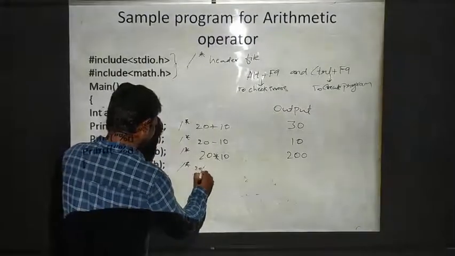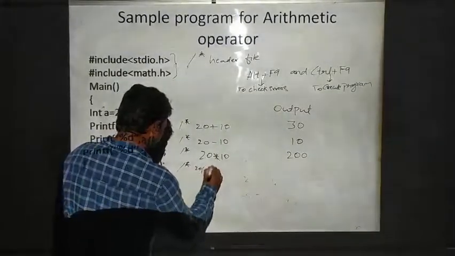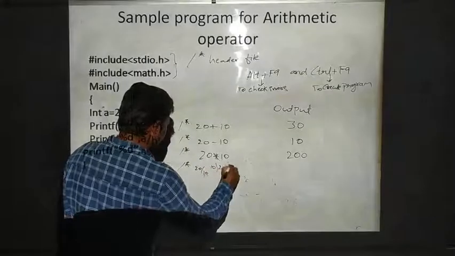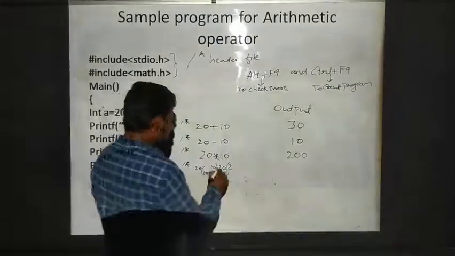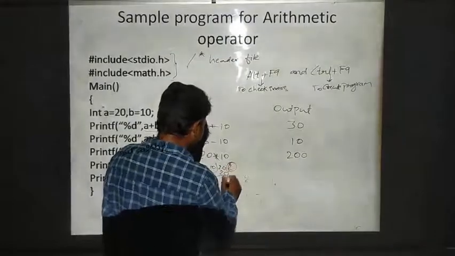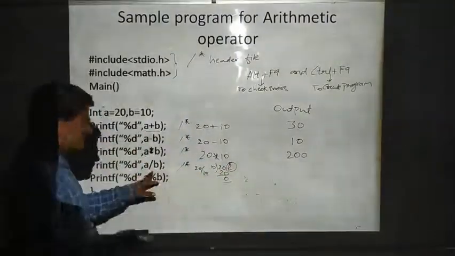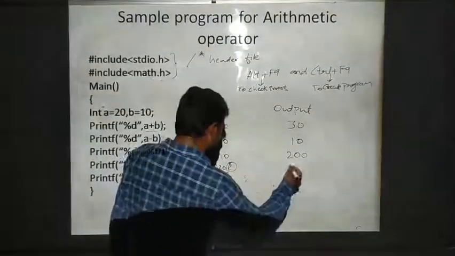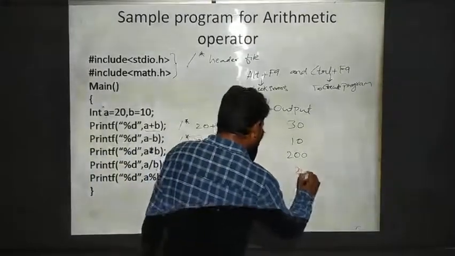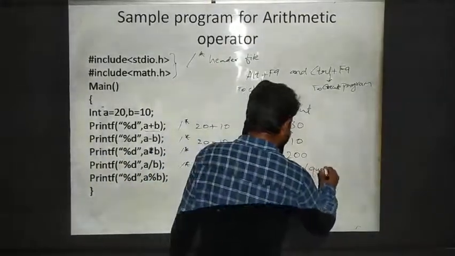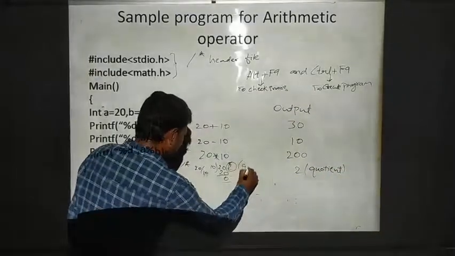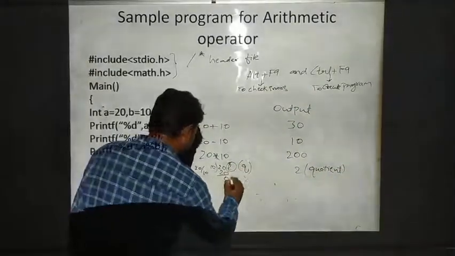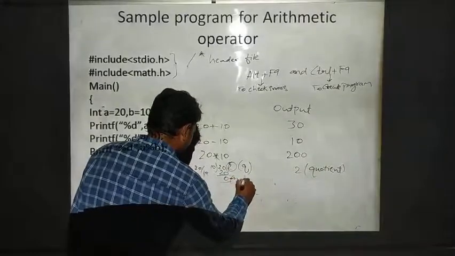20 divided by 10 means 10 here, 10 into 20, so here the remainder is 0. When we give the slash for division, the output will be the quotient. You have learned this already. This is the quotient, and this is the remainder.